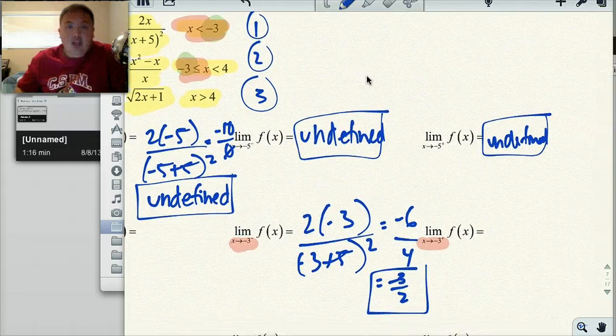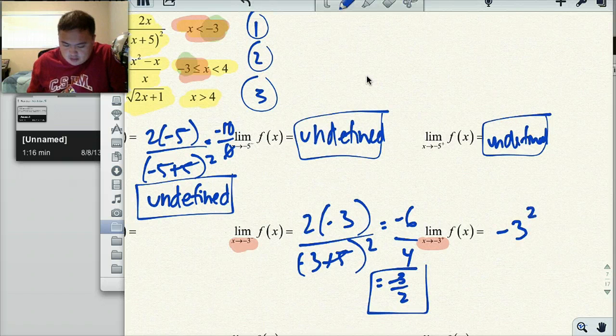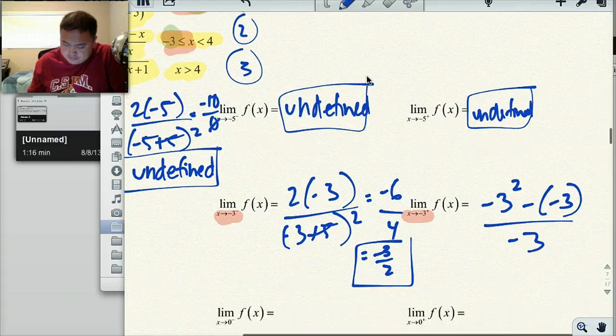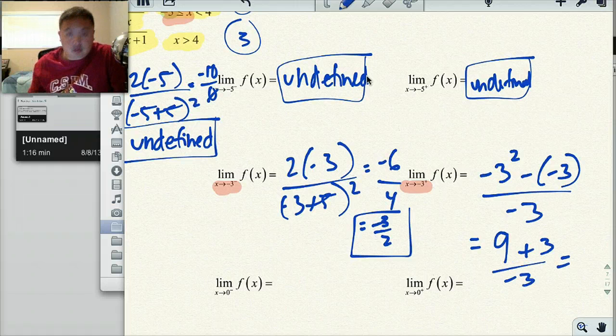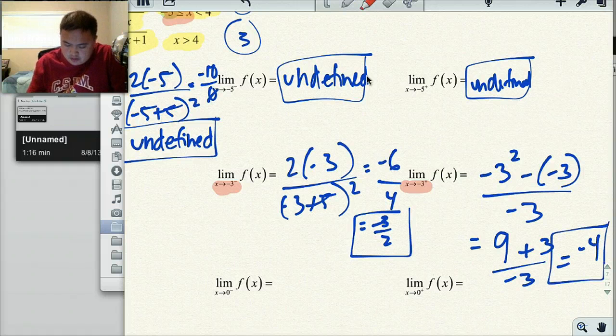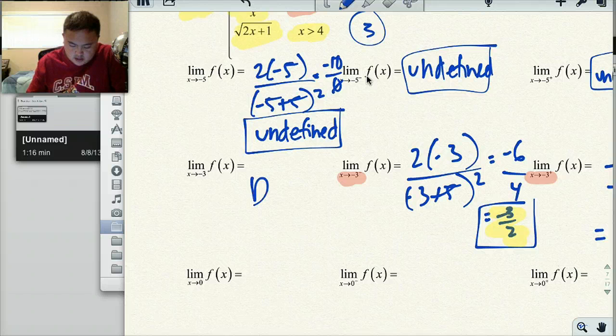Now the second one, negative 3 plus. I will now plug it into function 2. I'm going to get negative 3 squared, minus a negative 3, over negative 3. When I solve this, I get 9 plus 3 over negative 3. I get 12 over negative 3, which is negative 4. Now, you see this particular one from the right does not match the one from the left, which means the general limit, again, does not exist.